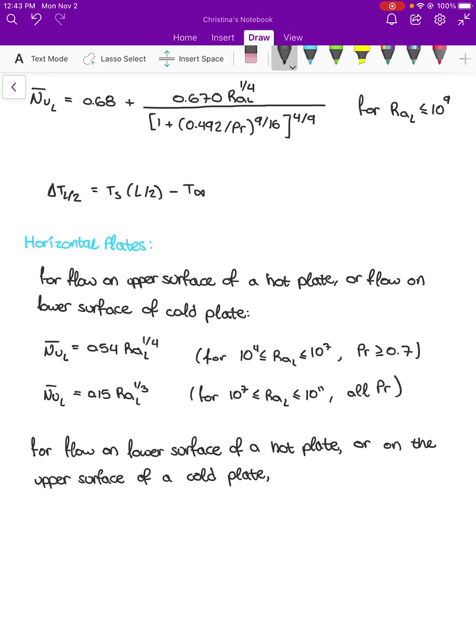Conversely, if there is flow on the lower surface of a hot plate or on the upper surface of a cold plate, then the Nusselt correlation to be used is that the average Nusselt is equal to 0.52 times the Rayleigh number to the power of 1/5.